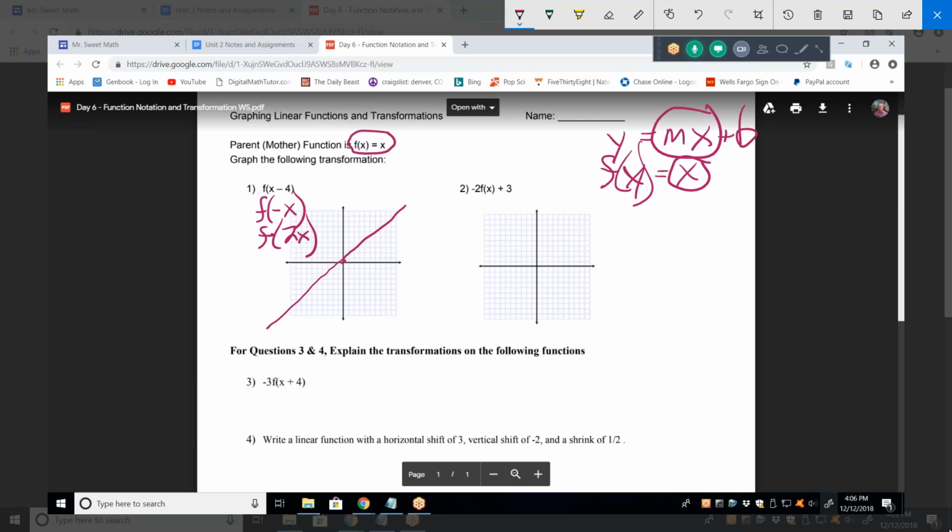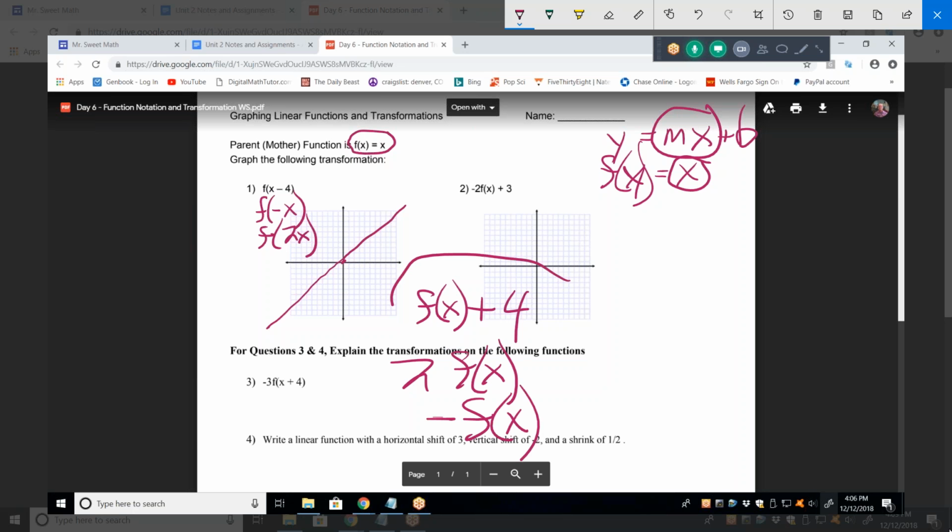Vertical transformations would look like this: f of x plus 4, outside the function, or 2 times f of x, outside the function, or negative f of x, outside the function. So those are your 3 vertical transformations, and those are your 3 horizontal transformations. That's the way to memorize it, because it's pretty easy to memorize just 3 of something. Now, let's erase all the vertical.